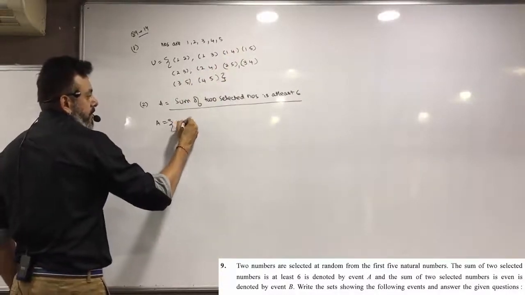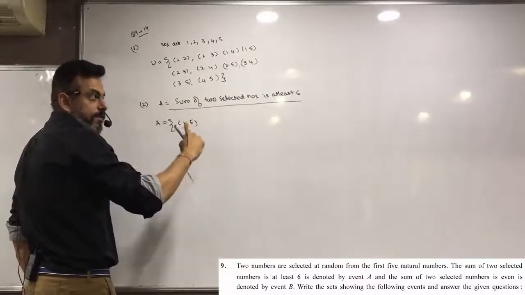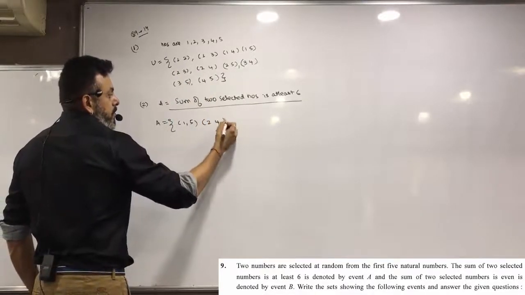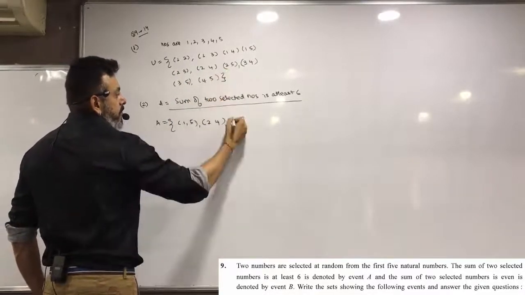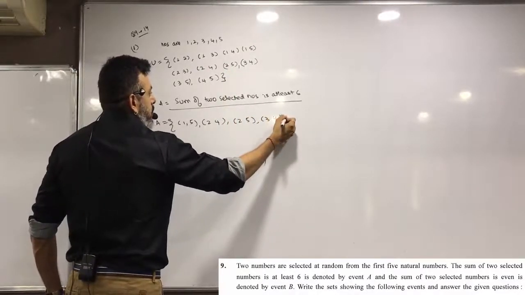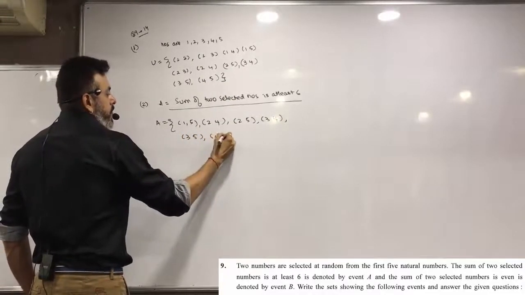So 1, 5, minimum 6. So 6 or more. 2, 3, 2, 4, 2, 5, 3, 4, 3, 5, and 4, 5.